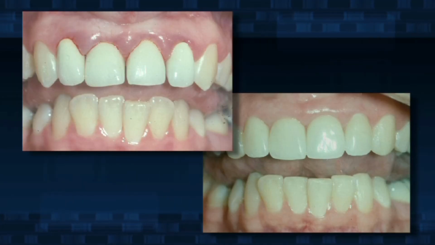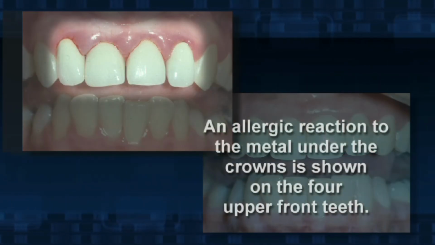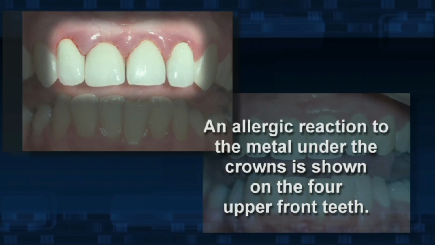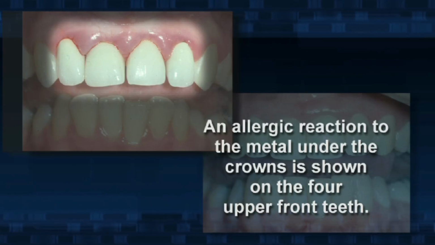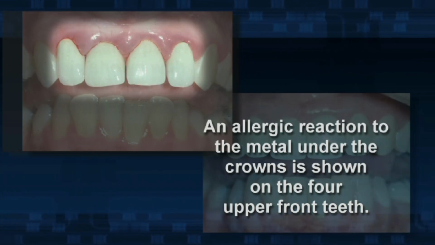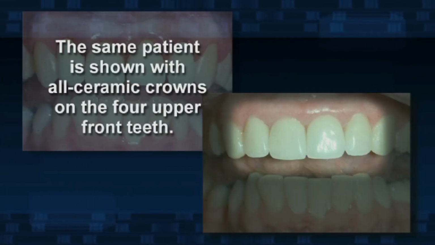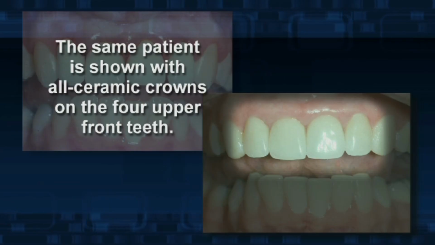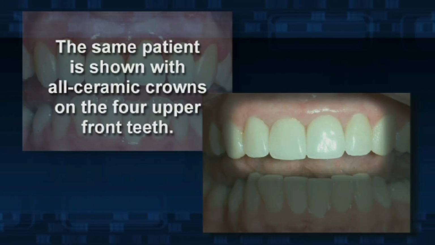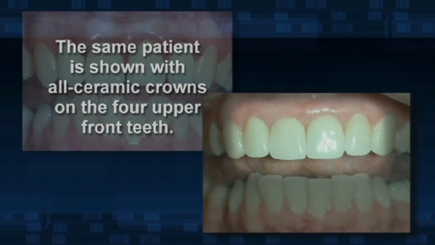all ceramic crowns. As an example of a metal allergy, please notice the gums on the upper 4 front teeth on the left image. These crowns have metal underneath them, and the woman is severely allergic to that metal. The image on the right shows the same patient with all ceramic crowns on the 4 upper front teeth. What a difference! The metal allergy is gone.